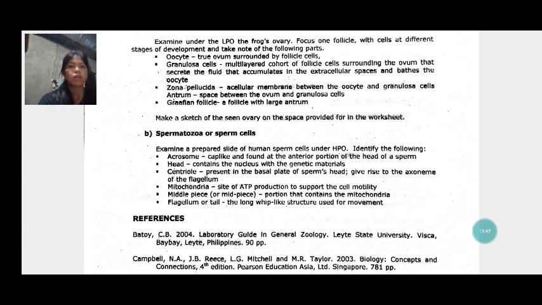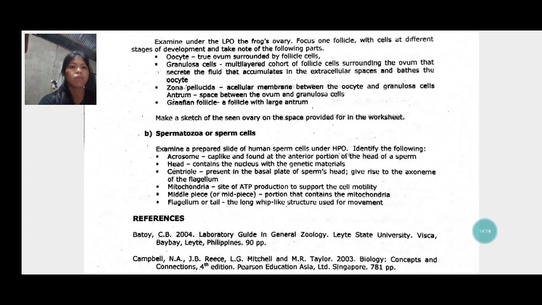Spermatozoa or sperm cell. Examine a prepared slide of human sperm cell under HPO. Identify the following. Acrosome, cup-like and found at the anterior portion of the head of a sperm. Head, contains the nucleus with the genetic materials. Centriole, present in the basal plate of the sperm's head, gives rise to the axoneme of the flagellum.